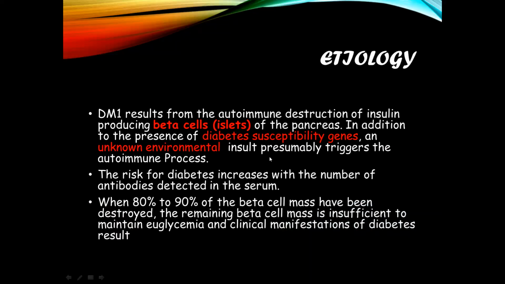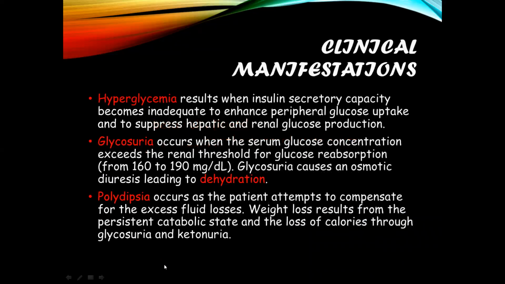The risk for diabetes increases with the number of antibodies that are detected in the serum. When 80 to 90% of the beta cell mass have been destroyed, the remaining beta cell mass is insufficient to maintain euglycemia, which is basically normal blood sugar levels, and clinical manifestation of diabetes results. Clinical manifestations: it's going to present with hyperglycemia. This results when insulin secretory capacity becomes inadequate to enhance peripheral glucose uptake and to suppress hepatic and renal glucose production.